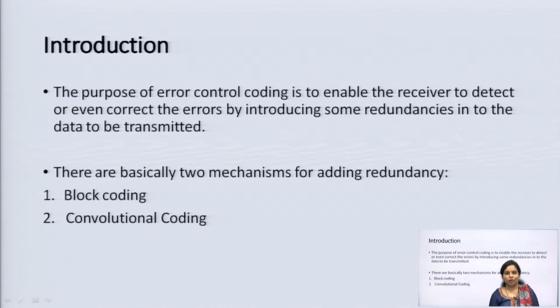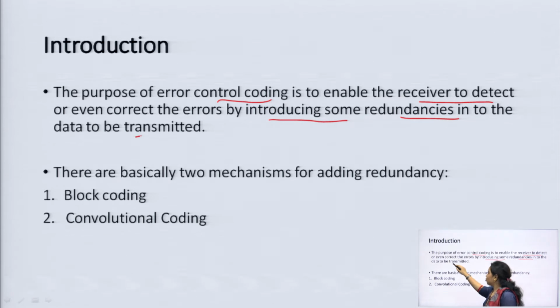Now, this is the introduction of error correction and detection. The purpose of error control coding is to enable the receiver to detect or even correct the errors by introducing some redundancies into the data which has to be transmitted. So, whenever we are transmitting any sort of data, whether it is in the form of 1 and 0 or analog, you have to add redundant bits to the original data, and at the receiver side these bits will be checked to see whether an error has occurred or not.